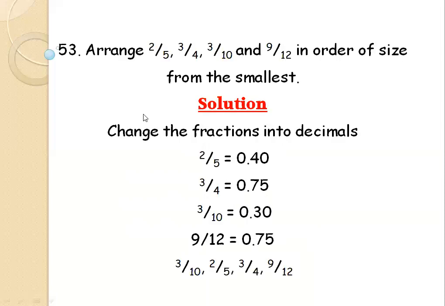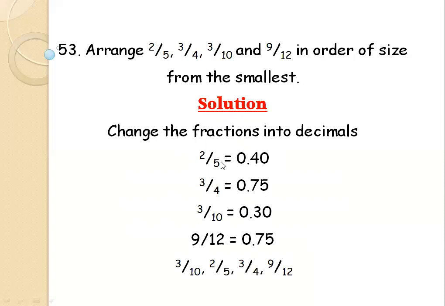The next question says, arrange 2 over 5, 3 over 4, 3 over 10, and 9 over 12 in order of size from the smallest. So you have to arrange in ascending order from the smallest number to the biggest number. One way you can make this easy is for you to change all these fractions to decimals and then you arrange.